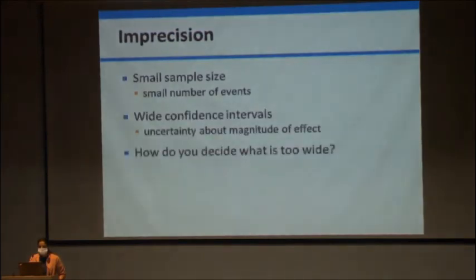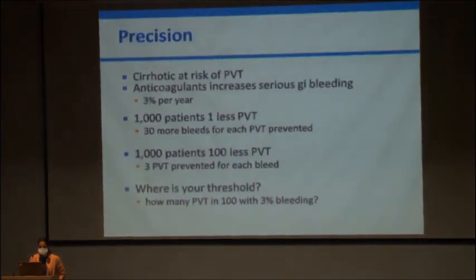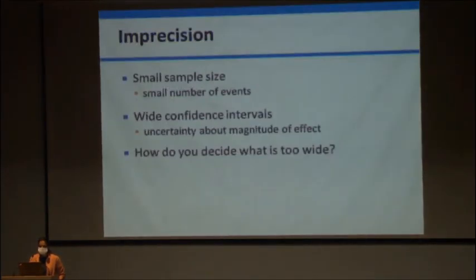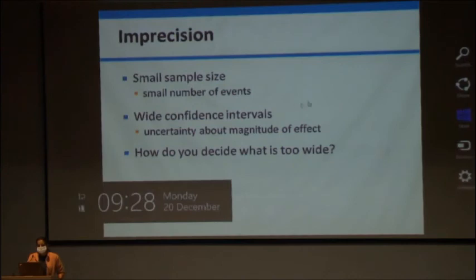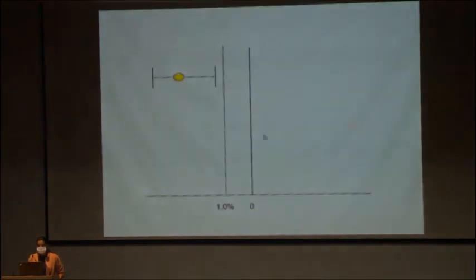Now, imprecision, I think I'll skip this because it requires more time. I'll just tell you this much, that imprecision refers to smaller sample sizes and small number of events as well. It leads to a very wide confidence interval, and so that reduces our confidence in the estimate. And how do we decide how much is too wide? Well, you look at the two ends of the confidence interval. If your decision changes, then that's an imprecise result.